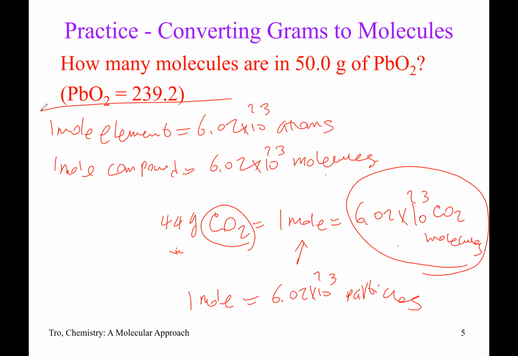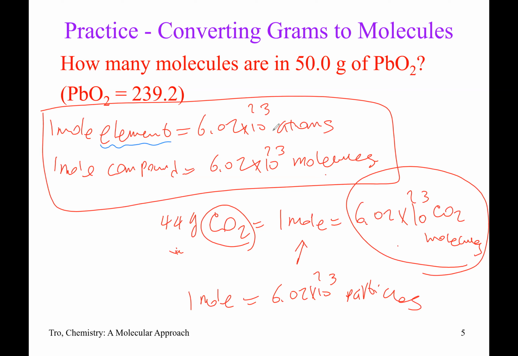Okay, you see what is changing here is the substance that you're dealing with and the name for the particles. So the smallest unit for an element is atoms. Let's say you're dealing with iron, copper, sodium, potassium, anything that is uniatomic. So if you have copper, 1 mole of copper equals 6.02 times 10 to the 23 atoms of copper.